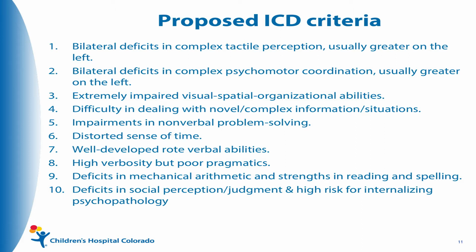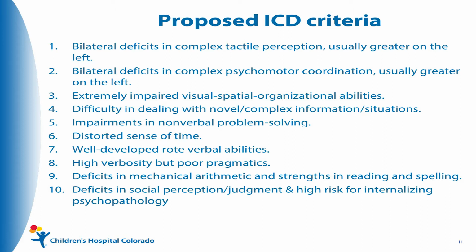Also talked about the complex psychomotor coordination, which we've talked a little bit about, and again, that's just this idea of clumsy behaviors or behaviors that might be indicating some kind of gross motor weaknesses. We also see extremely impaired visual-spatial organizational skills. So again, that idea of being able to interpret and replicate visual information is something that we see as an area of potential concern.